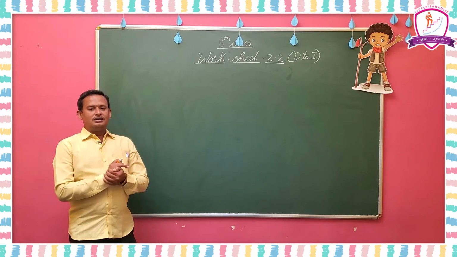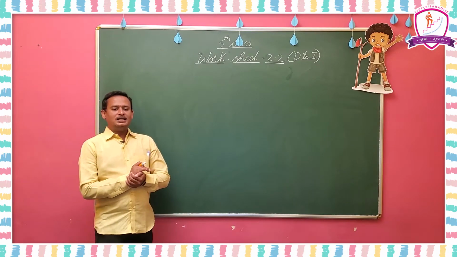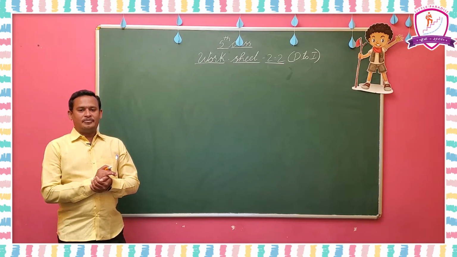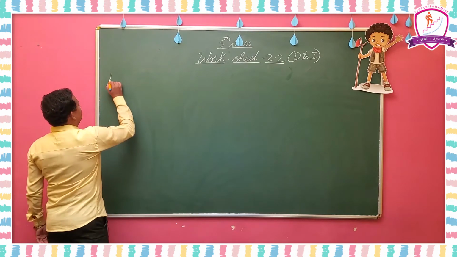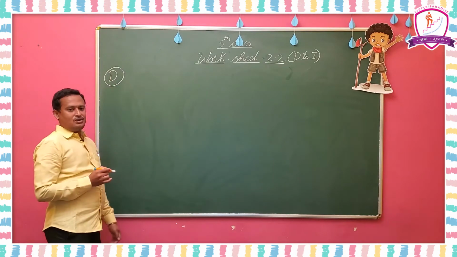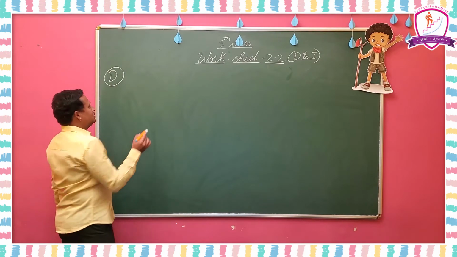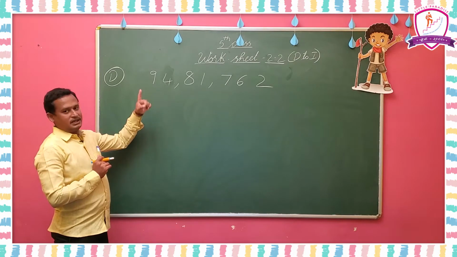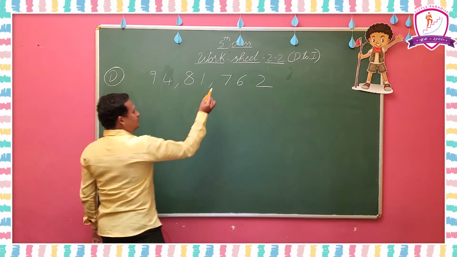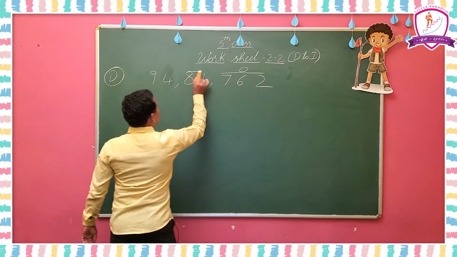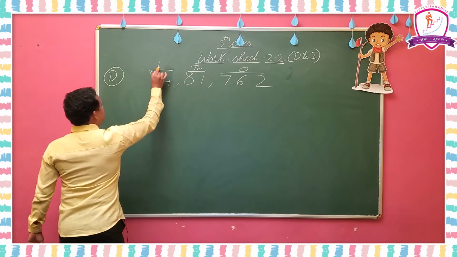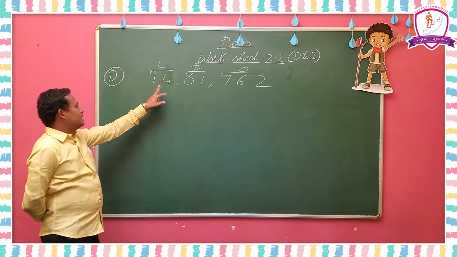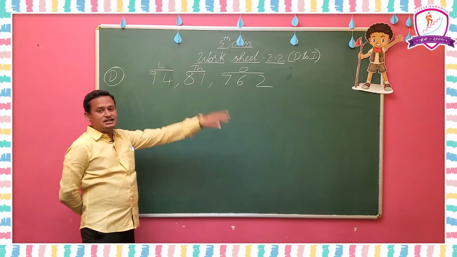Now coming to question D: what is the place value and face value of 1 in the given number? First note the number. Here it is 94 in the lakhs period. First write the periods: ones period, thousands period, and lakhs period. The number is 94 lakhs 81,764.